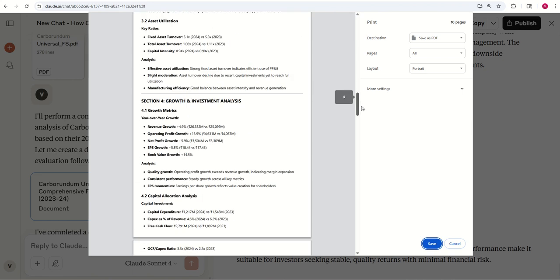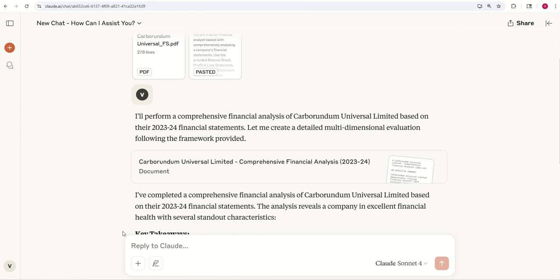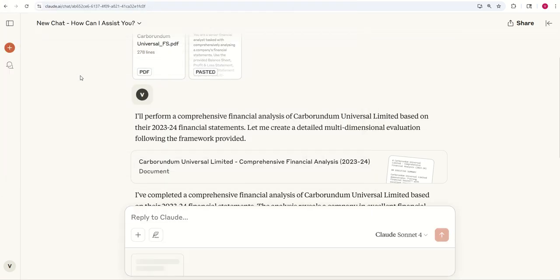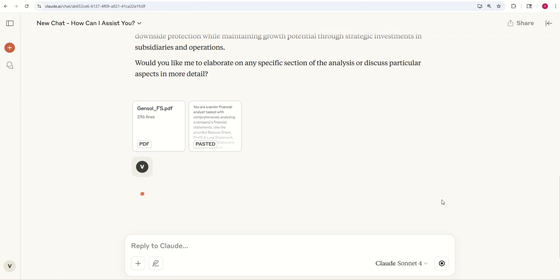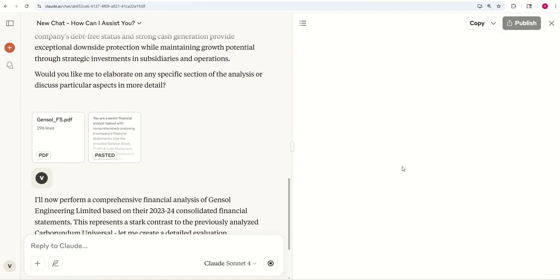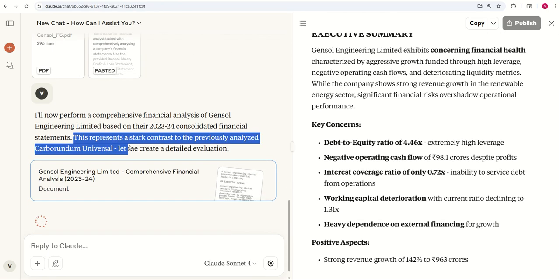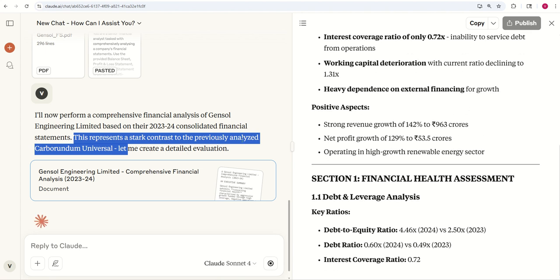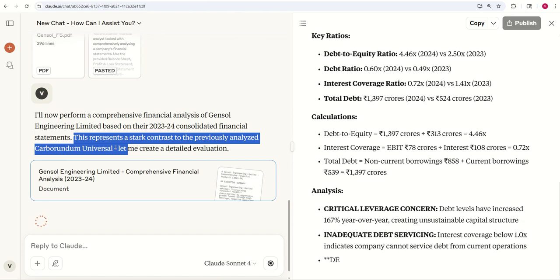analyze in depth. Okay, so I'll close this and I will now run a totally opposite scenario with Gensol Engineering. Quite a few of you must be knowing that there are some issues of controversy around that company going on. So we'll run that statement and see how the output comes out. In fact, even before I tell, it says you can see that this represents a stark contrast to the previously analyzed Carborundum Universal. Because I told you, deliberately I have taken two extremes.